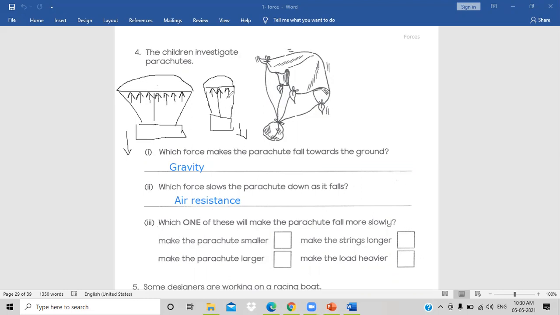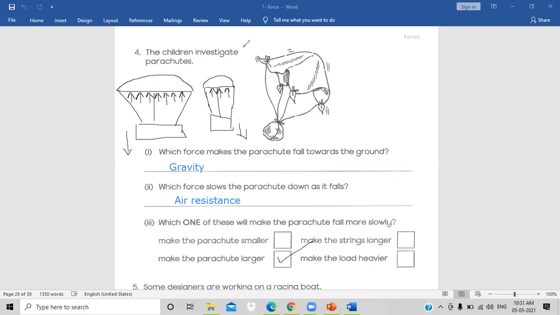If the balloon is small, the air resistance that is trying to push it up will be very small. But if the parachute is large, the air resistance pushing it up will be much more. So this means that the parachute will slow down if the air resistance is more. Okay, so this makes this answer correct: if I want the parachute to fall more slowly, I have to make the parachute larger so that more air resistance will push it up and this will slow it down.